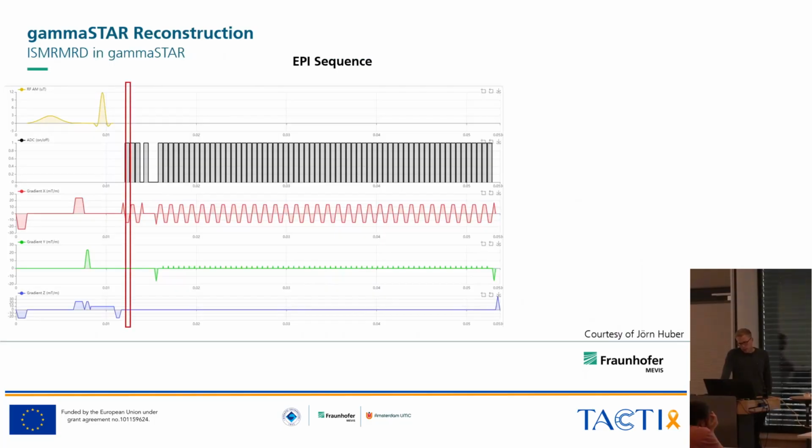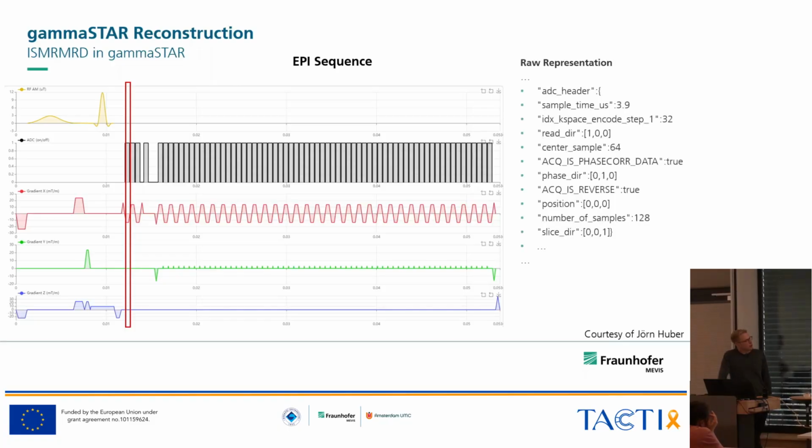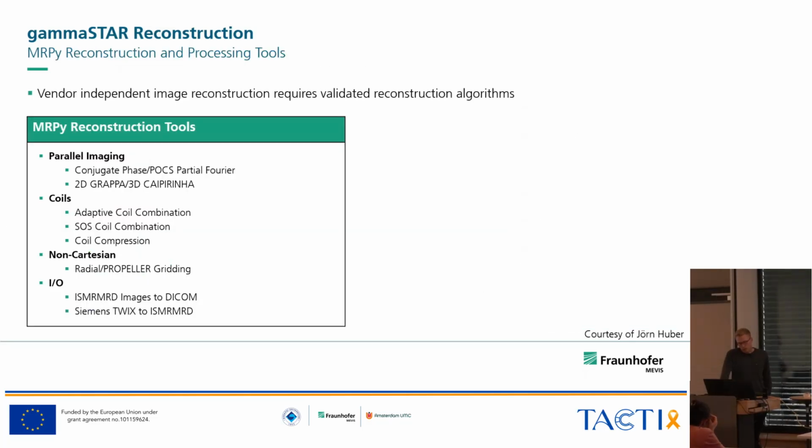And the nice thing about gammaSTAR is that it's basically directly compatible to this ISMRMRD standard. So if we have, for example, this EPI sequence, and we look at one event in that sequence, it basically has a so-called corresponding raw representation, which contains information about that event. And there, all these so-called ISMRMRD parameters are basically encoded. So we have direct access to that, and we can utilize that to provide the correct reconstruction based on this information, which is contained in this raw representation.